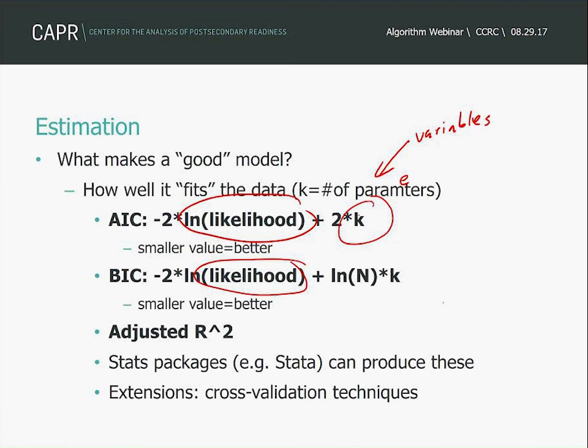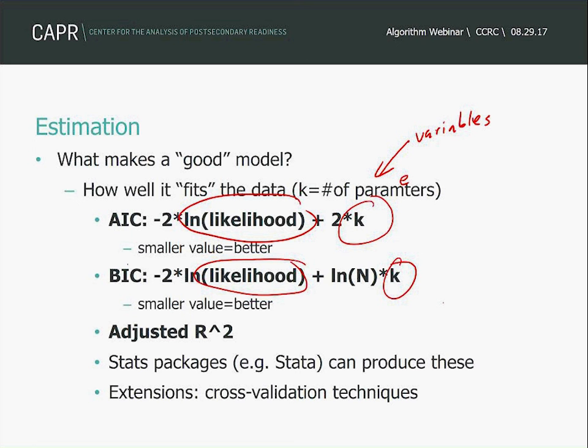And so what this K is doing is sort of penalizing that fact. It's putting a penalty for the number of variables you put in here. So that's what both of these do. And one thing to keep in mind for both of these is that a smaller value is actually better. And you can see the K is positive, so the more K, the larger the value you get. So that's sort of the penalty term.